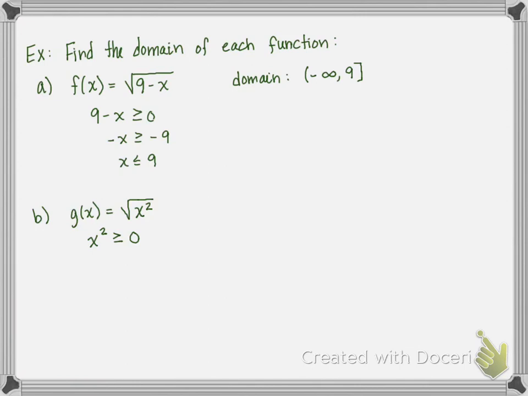Yeah, very good. So x squared is always greater than or equal to 0, right? That's always true because if I square a positive, I get a number greater than or equal to 0. If I square a negative, I get a number greater than or equal to 0. And if I square 0, I get 0. So this is always true. So my domain is all real numbers.